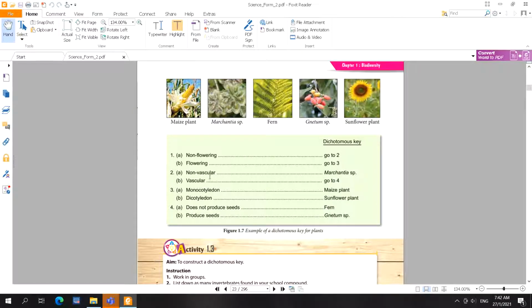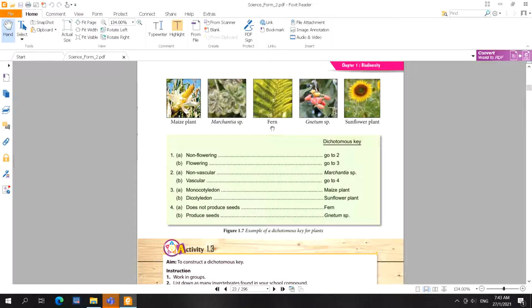Non-flowering plants can be classified into 2 groups, non-vascular and vascular. So go to number 2. If non-vascular, it is Marchantia species. If vascular, we have other examples, go to number 4. Does not produce seed, fern; produces seed, Gnetum species. For flowering plants, go to number 3. We have 2 types, monocotyledon and dicotyledon. If monocotyledon, maize plant; dicotyledon, sunflower plant.